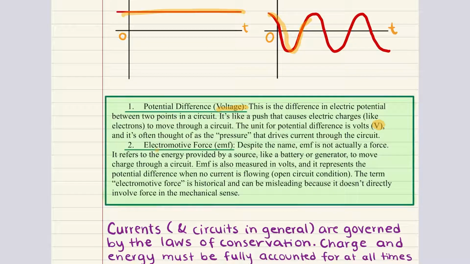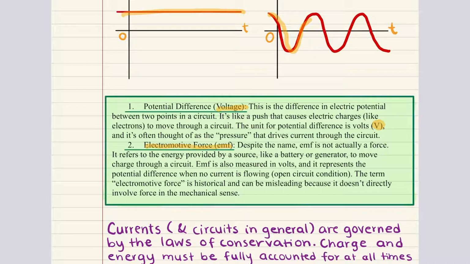Another important term is the electromotive force, EMF, which is somewhat misleading because it isn't actually a force. Instead, it refers to the energy provided by a source, such as a battery or a generator, to move charge through a circuit.